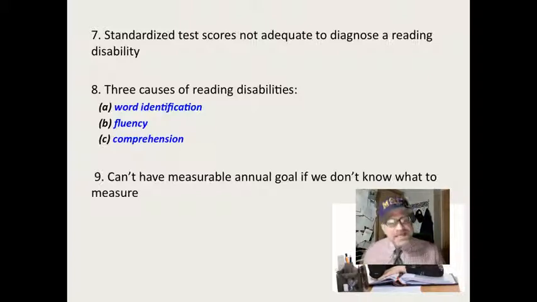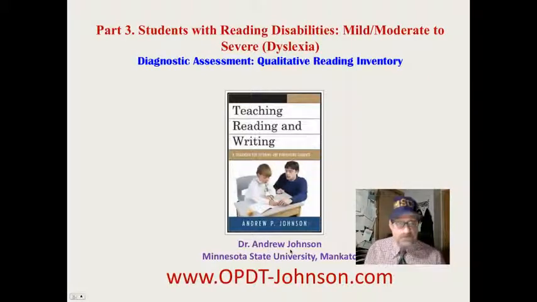And we can't have a measurable annual goal if we don't know what to measure. For example, if the student has trouble related to comprehension, we need to have measures related specifically to comprehension, not these other 2 things. So, part 3, I'm going to talk about the diagnostic assessment called the qualitative reading inventory.